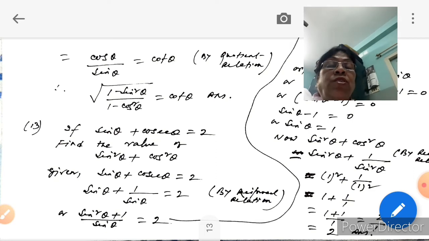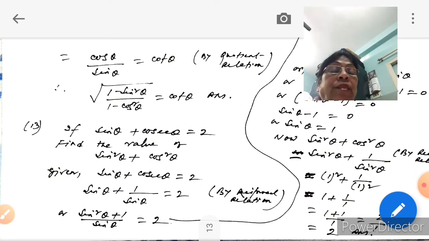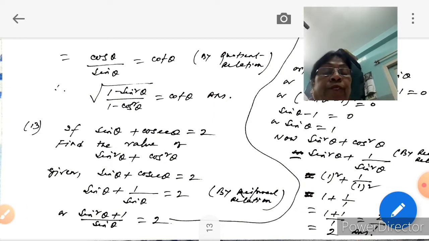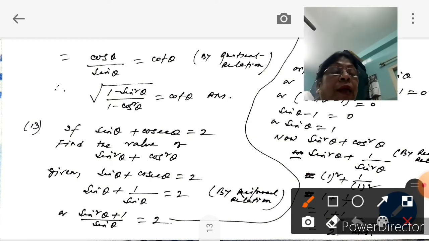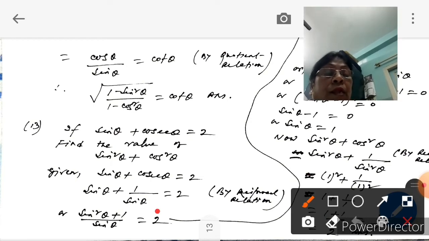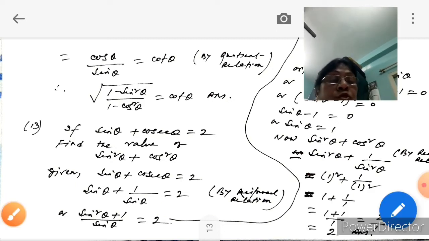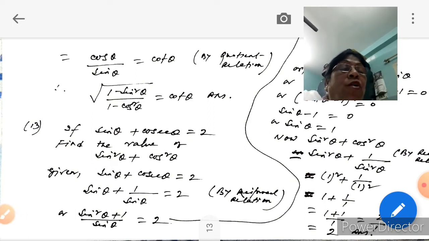Now, question number 13. If sin theta plus cosec theta is equal to 2, find the value of sin square theta plus cos square theta. So, sin theta plus cosec theta is equal to 2, so sin theta plus 1 by sin theta is equal to 2. By reciprocal relation, we got sin theta plus 1 by sin theta is equal to 2. So, sin square theta plus 1 by sin theta is equal to 2. By adding we got it.